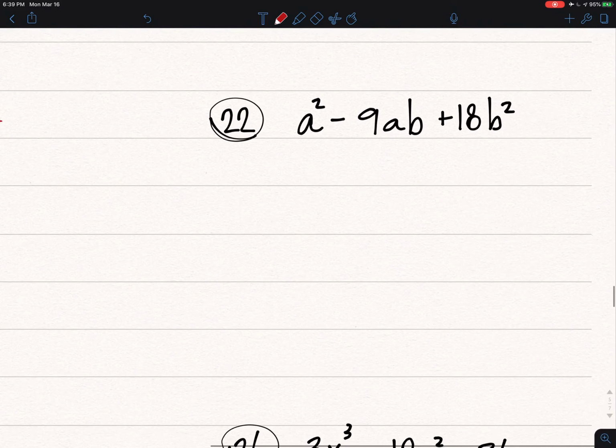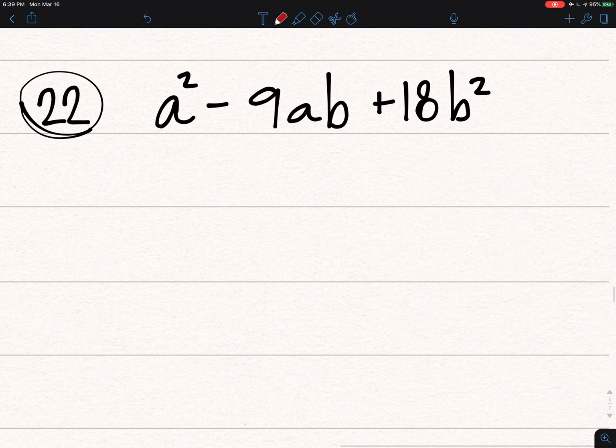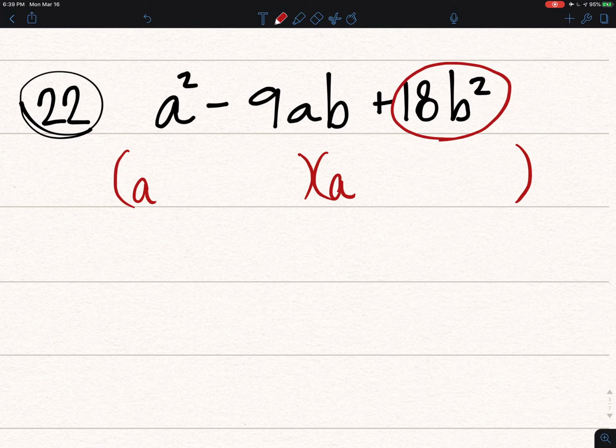Let's jump on over to number 22. Is there a GCF with all three terms? No, there's not. So let's set up our two binomials. What two things will multiply together to give you an a squared? We will have an a and an a. What two things will multiply together to give you an 18b squared?